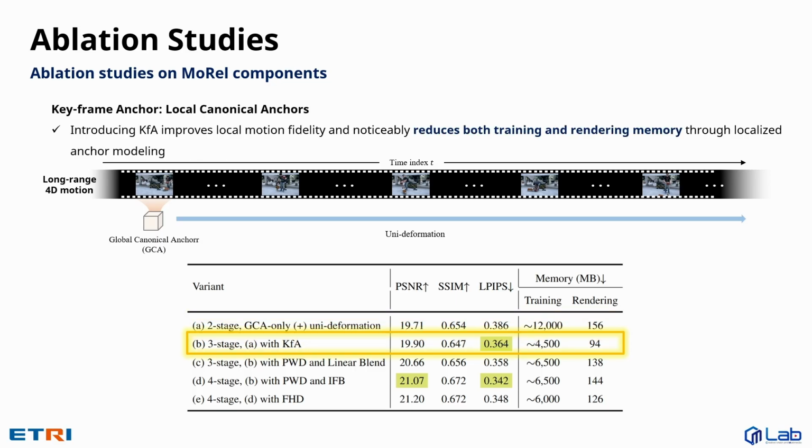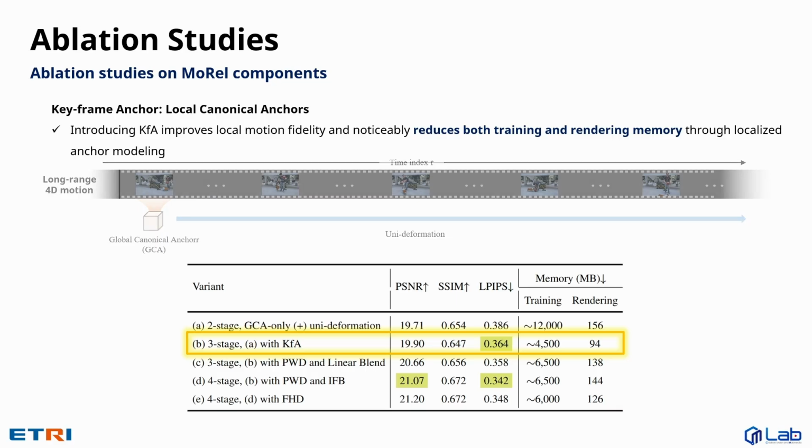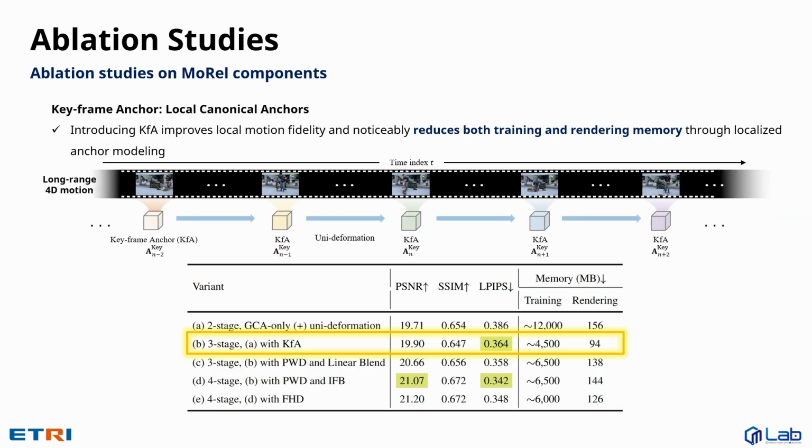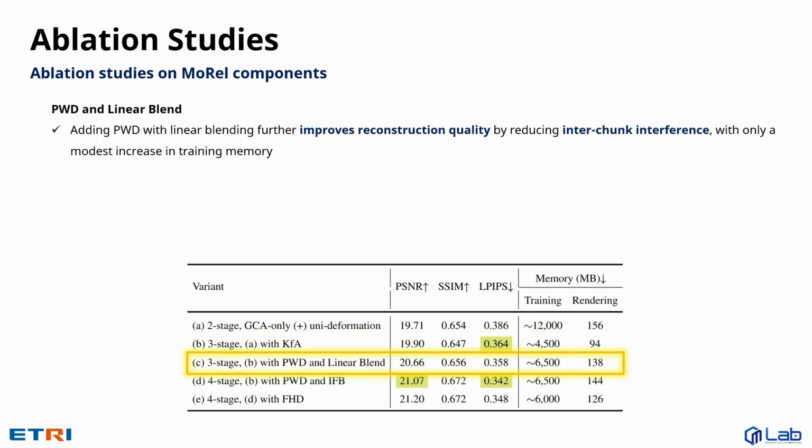Next, we introduce keyframe anchors as local canonical anchors. This improves local motion fidelity and also greatly reduces both training and rendering memory through localized anchor modeling. We then add progressive window deformation with linear blending. This further improves reconstruction quality by reducing inter-chunk interference with only a modest increase in training memory.